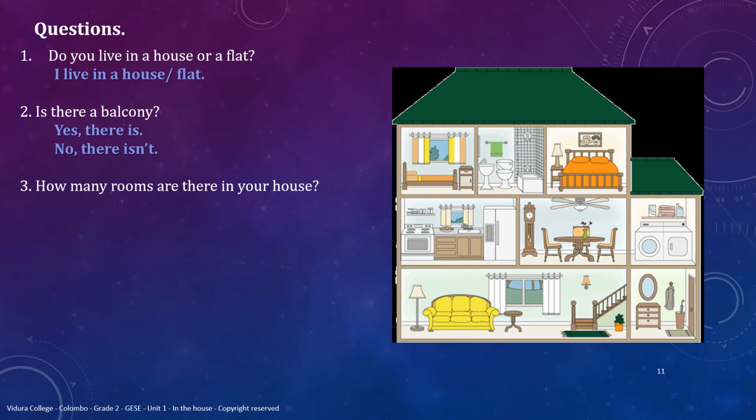Question 3. How many rooms are there in your house? In this question, you have to tell the total number of rooms in your house. So the answer can be like this. There are 8 rooms in my house. If your house has only 4 rooms, then the answer should be there are 4 rooms in my house. So the number of rooms can be varied.